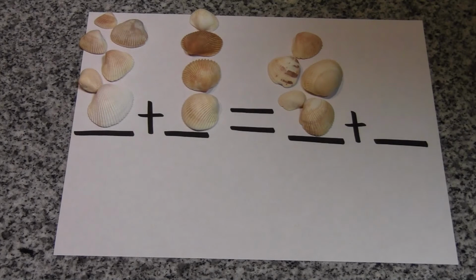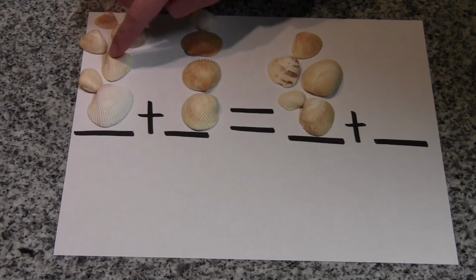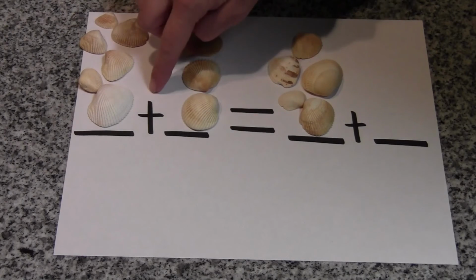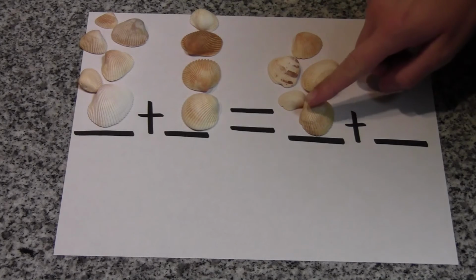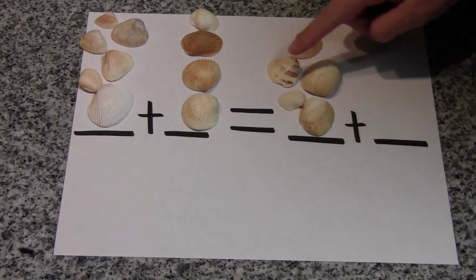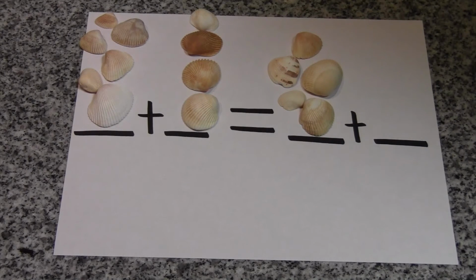Another item that you might choose to use in creating an equation chain might be seashells that you have lying around from a family vacation. In this equation we have 1, 2, 3, 4, 5, 6 plus 1, 2, 3, 4. So 6 plus 4, which we know equals 10. And on this side we have 1, 2, 3, 4, 5. So ask your child right now, 6 plus 4 equals 5 plus what?